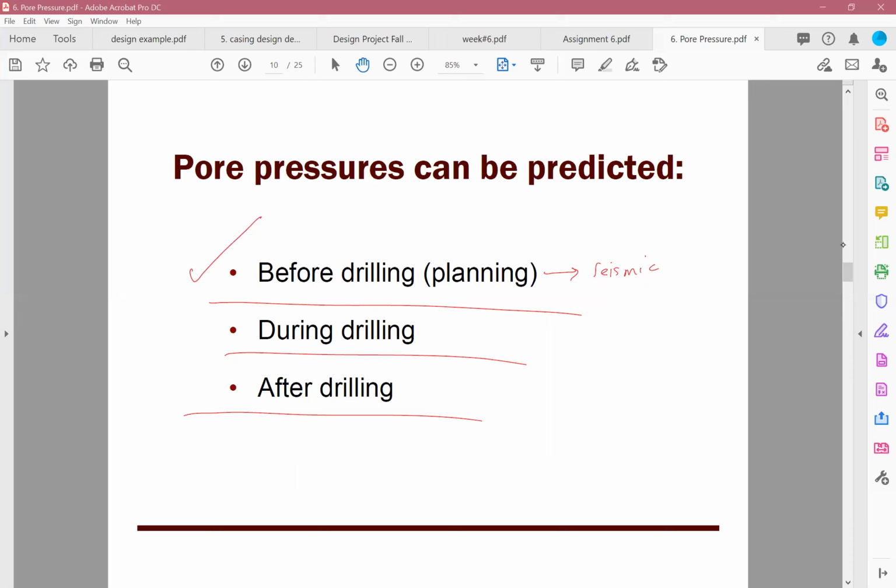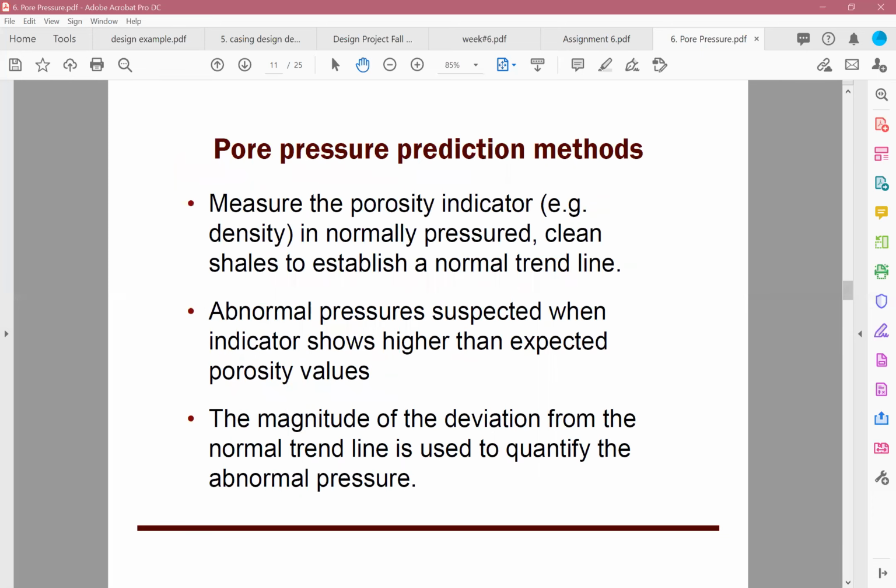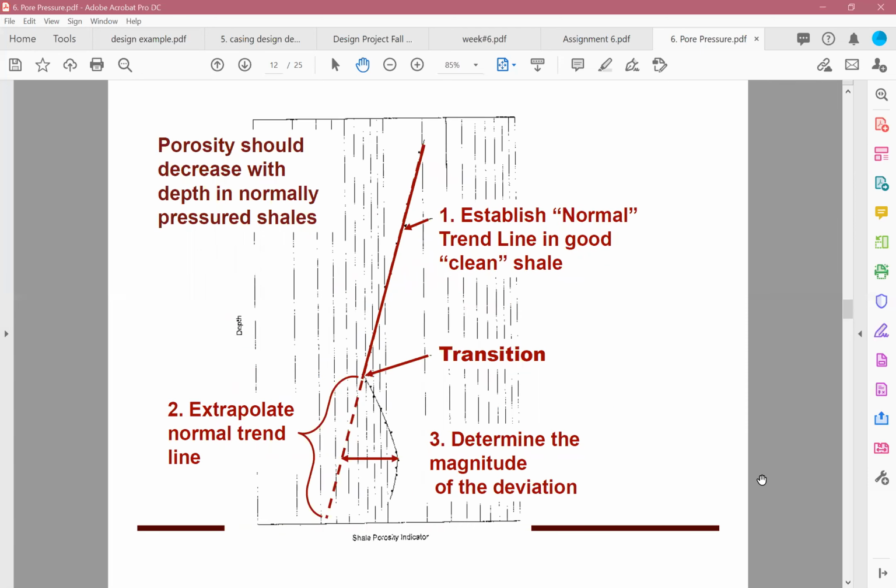But during the drilling, there are ways to do that. And one of the ways is basically to use the well logs that we do. And porosity is one of the indicators of the formation pressure. Now, if you can somehow establish a curve of how your porosity changes, so what do you guys think? The porosity, well, it's mentioned here, porosity decreases with depth, right? What is the reason for that? Why do you think porosity decreases with depth?